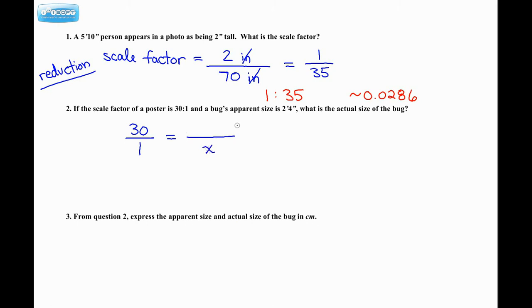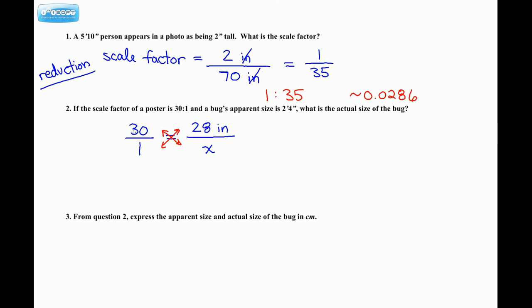Now what's the apparent size? Now I can't just put 2 feet 4 inches. I need to express this as one measurement using one unit. Well, I'm going to work with inches. So this is 4 inches. 2 feet, that is 24 inches. So adding the 4 gives you 28 inches. Okay. So now we can solve for x. Remember, this is a proportion, so it's a fraction equal to a fraction. So we are allowed to use cross multiplication to help speed things up.